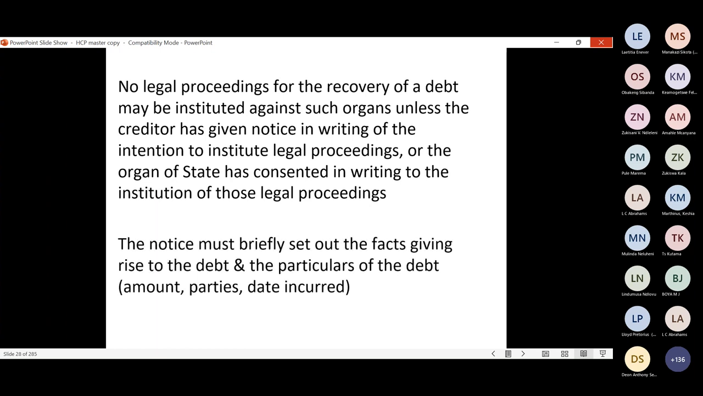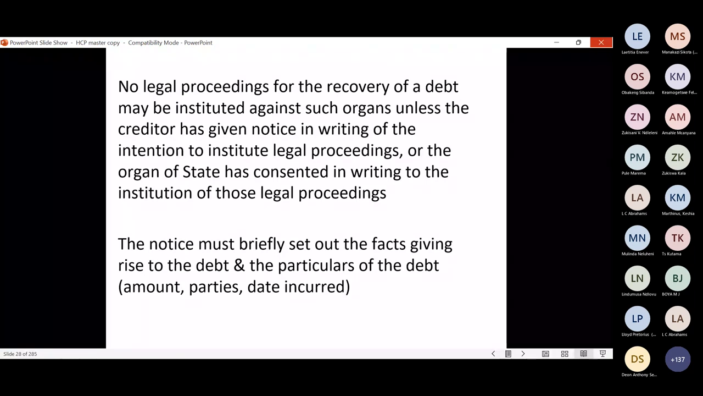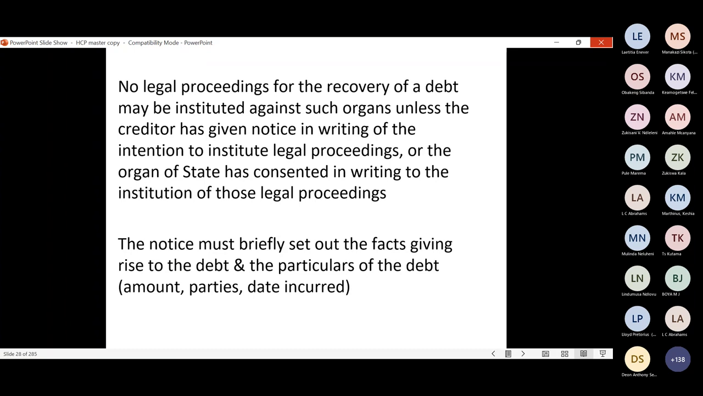The notice must briefly set out the facts giving rise to the debt and the particulars of the debt. The notice is not something that you will merely pay lip service to, where the Act says you must send a notice and now you just send it to comply. That is not the intention of it. The intention of the notice is to place the organ of state in a position where they can look at your claim and decide whether they are going to allow you to go to court, or try to settle out of court at that stage, which means that you must place them in a position where they can make an informed decision.